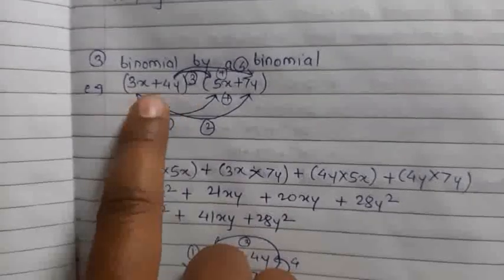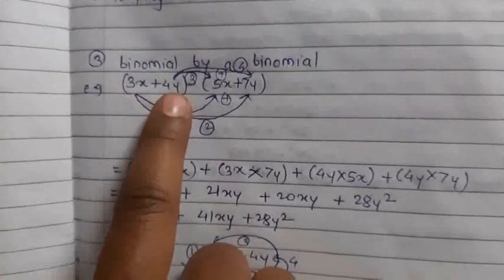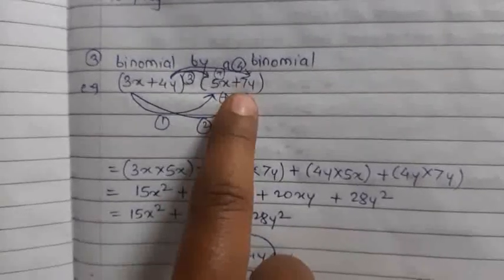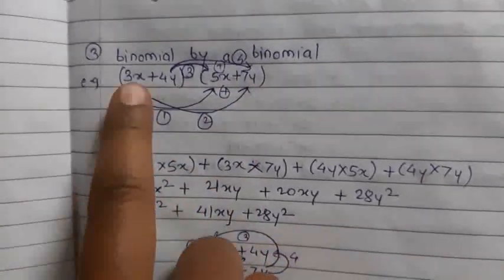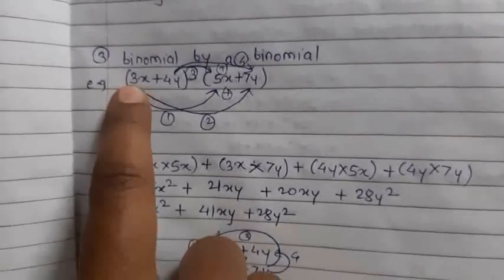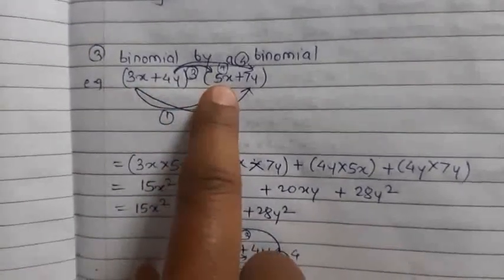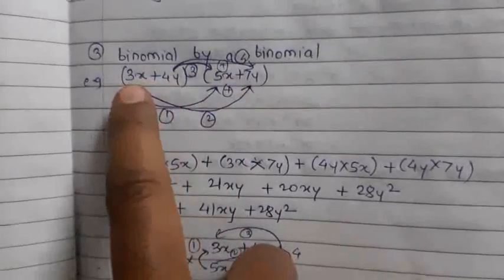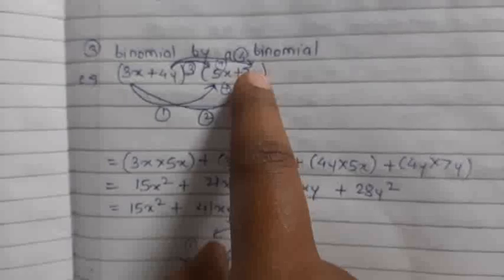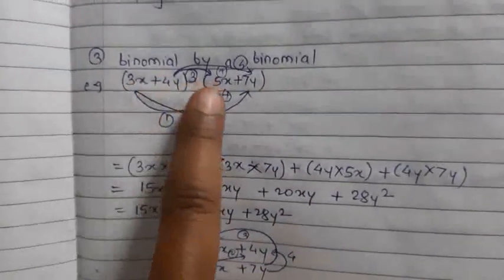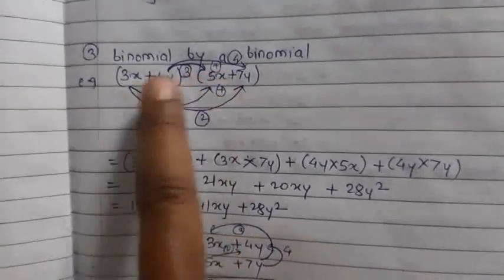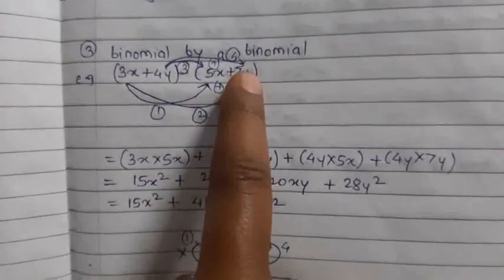Next type is binomial into binomial. See, this is the first binomial 3x plus 4y and this is the second binomial 5x plus 7y. How to do this? See, here the first term of the first binomial into the first term of the second binomial. Then by the same term we will multiply the second term. Means by the first term we will multiply the whole bracket. This is the first step and this is the second step.